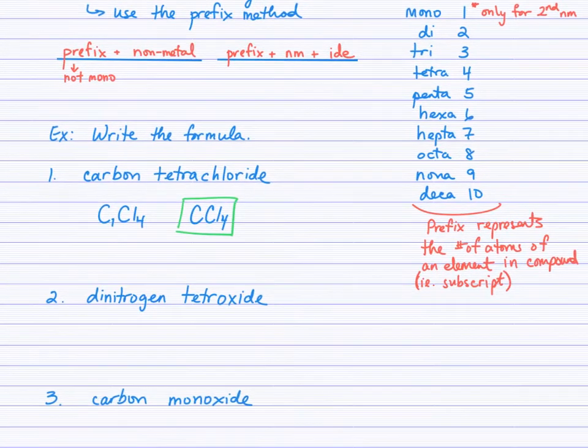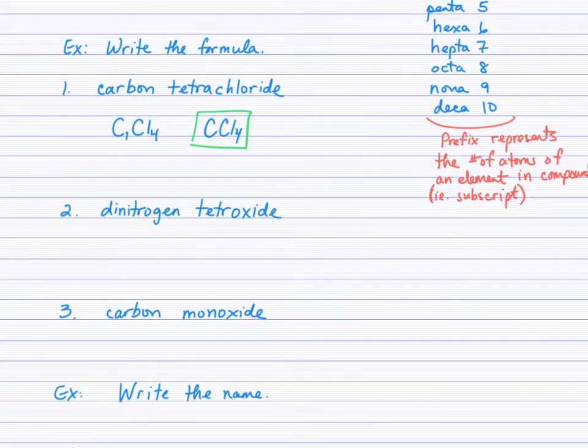Okay, moving on to the second example, dinitrogen tetroxide. Now you'll notice that I dropped the A. Typically when you have an A and O vowel together, you drop the A. That will come with practice. As you learn how to say them, that will help you learn how to spell them.